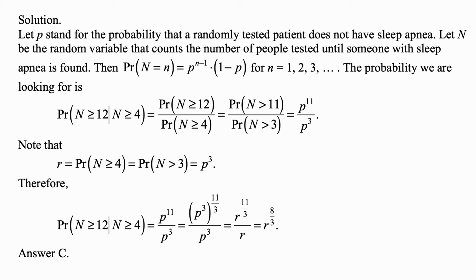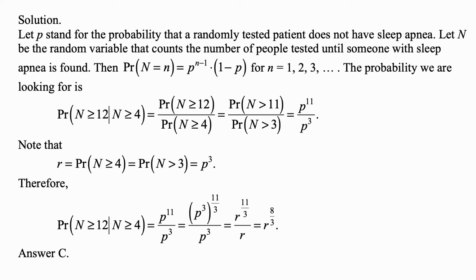The probability we're looking for is the probability that N is greater than or equal to 12, given that N is greater than or equal to 4, which is the probability that N is greater than or equal to 12, divided by the probability that N is greater than or equal to 4, because the intersection of those two events is the event that N is greater than or equal to 12, because once N is greater than or equal to 12, it has to be more than 4. But N is discrete, so being greater than or equal to 12 is the same as N being greater than 11. So this is equal to the probability that N is more than 11, and in a similar way we can reason that the bottom is equal to the probability that N is more than 3.